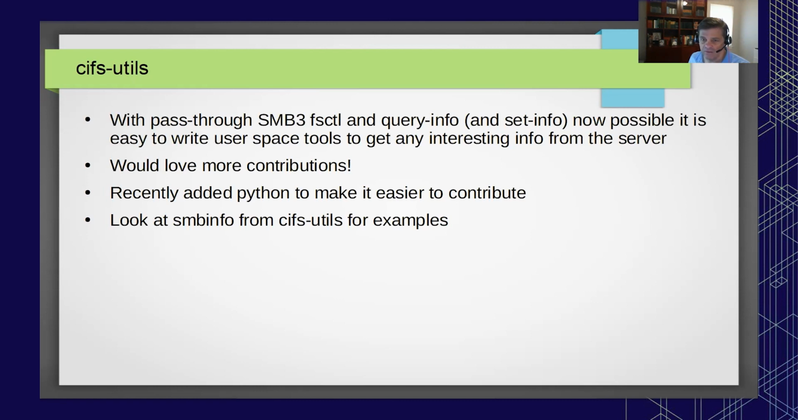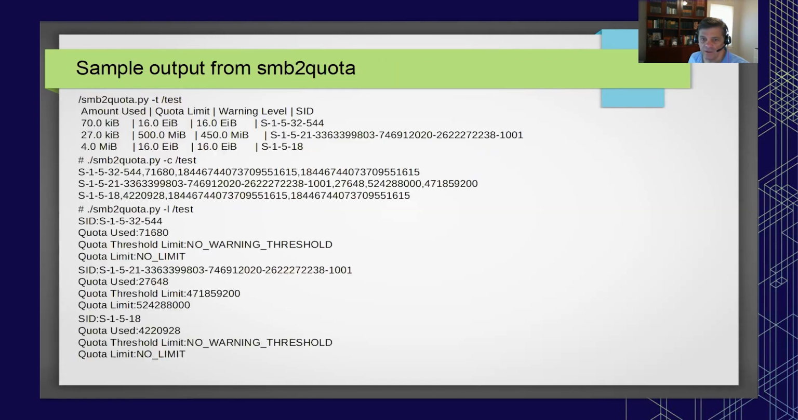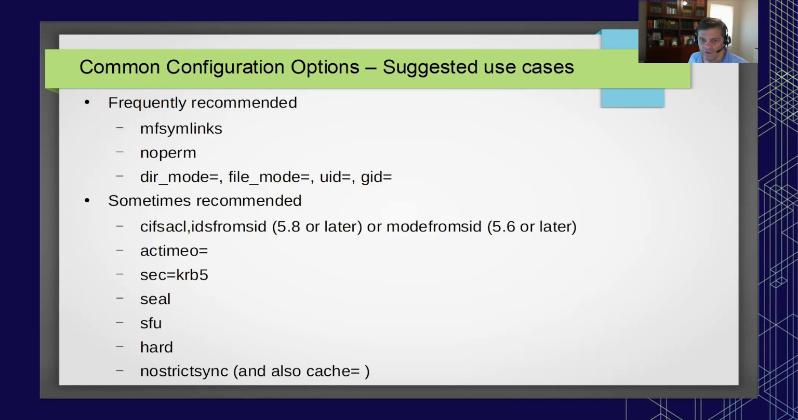Basically, just open a file, and many features can be done simply by passing through fsctls or set info calls. There's a recent example of how this was used. One of the Red Hat developers, Kenneth D'Souza, wrote a tool called smb2-quota to display quota information from the file system. Here's some sample output of smb2-quota from Kenneth's tool that's now in cifs-utils.